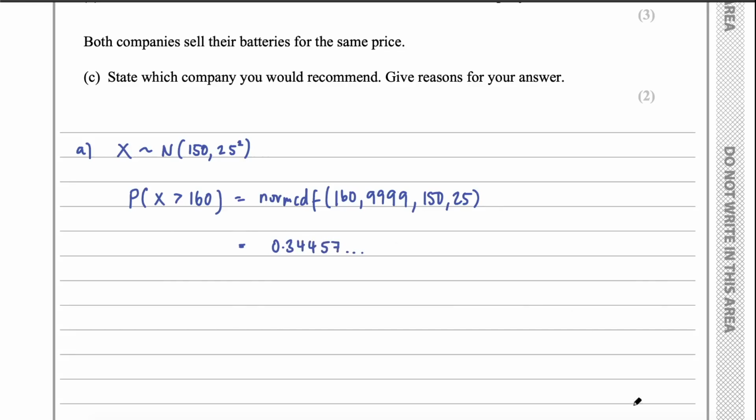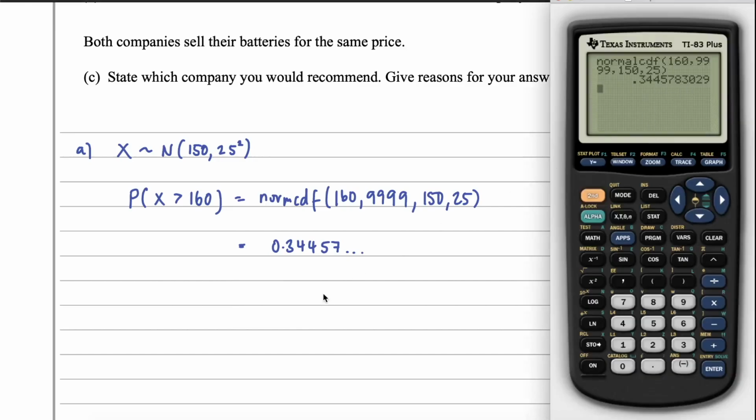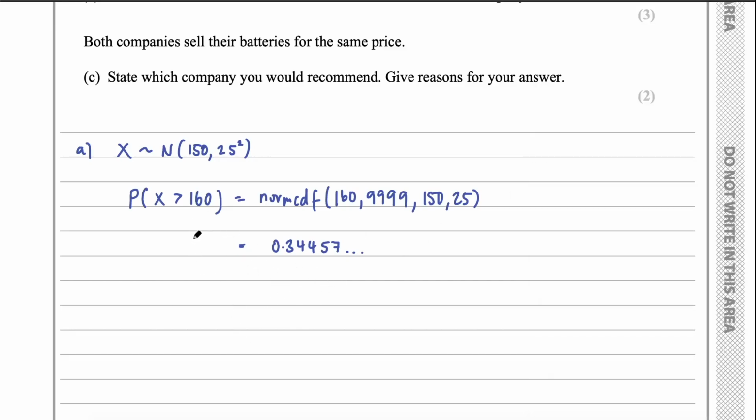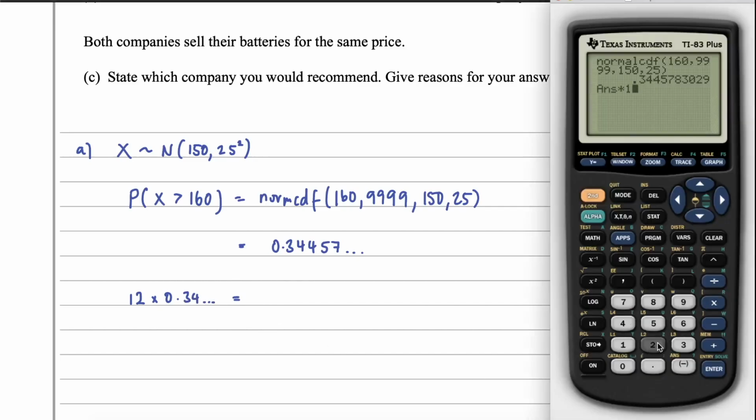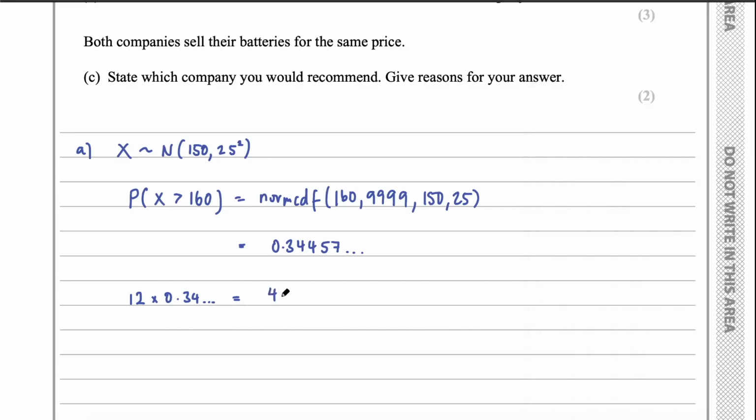0.3457. Let's just write out a few more numbers. Doesn't really matter. So that's our probability of a battery having greater than 160 hours of lifetime. Now let's multiply that by the number of batteries in a box, 12. We get an answer of 4.13, etc. So 4.13.